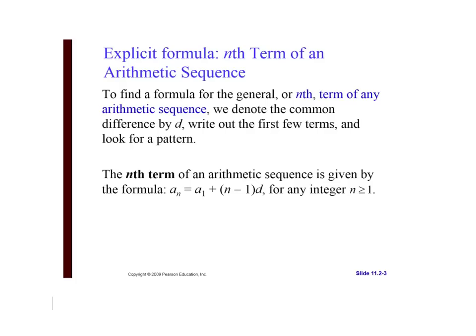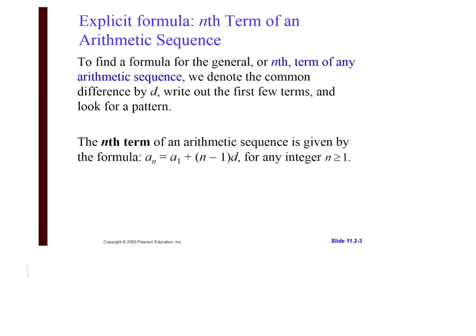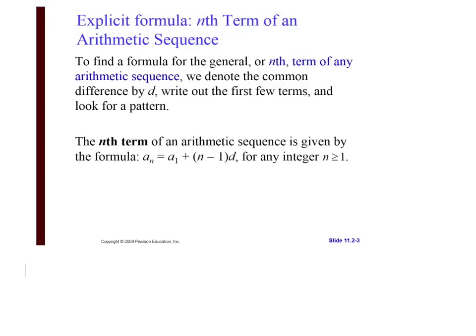Okay, a form that's a little more useful for us is the explicit formula. What this lets you do is find any term in the sequence. With the recursive formula, in order to get the 20th term of that last sequence, I'd have to find the 19th term and then add the common difference. If I can write an explicit formula, then I can jump right to it. So this is the general form of it.